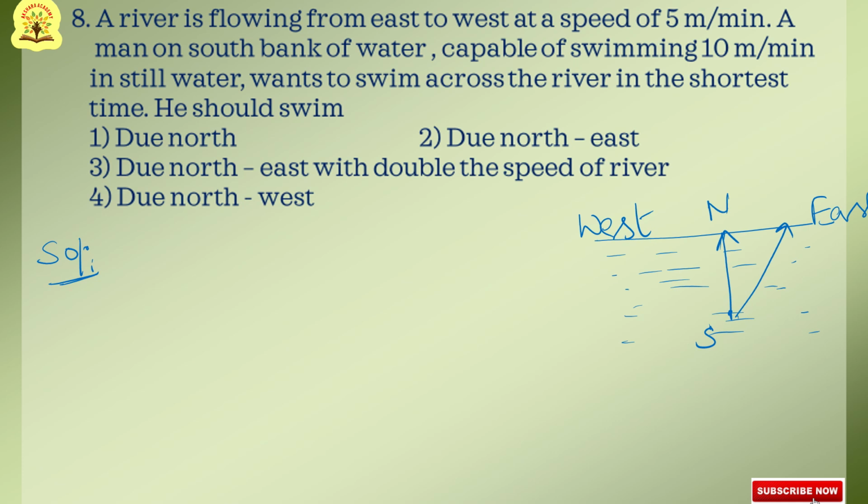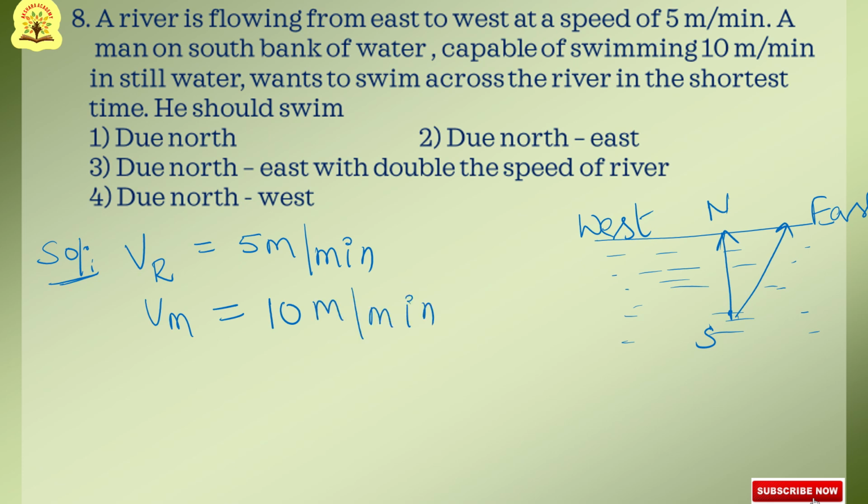Now they have given the velocity of the river as 5 meters per minute, and the velocity of the man as 10 meters per minute. To cross the river in the shortest time, the man has to swim along the south to north direction. So the first option is correct. He should swim due north.